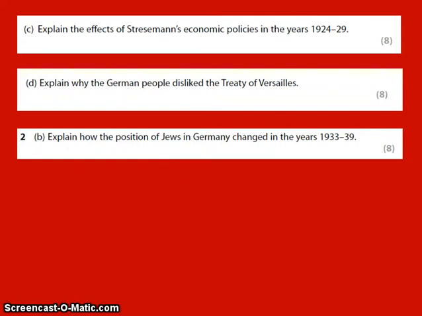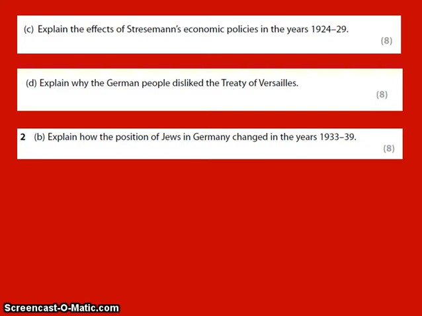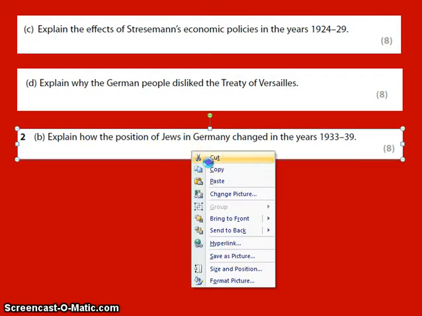If we just look at the question that we answered before, which was 1B, the key features question, it was asking us to describe. And so we made a point and we used some factual information to develop that. This is going to be similar. It's just that while we are making a point and then providing some evidence, we're then going to be explaining, and to get 8 marks we're also going to be trying to show how some of the things we're talking about are linked.